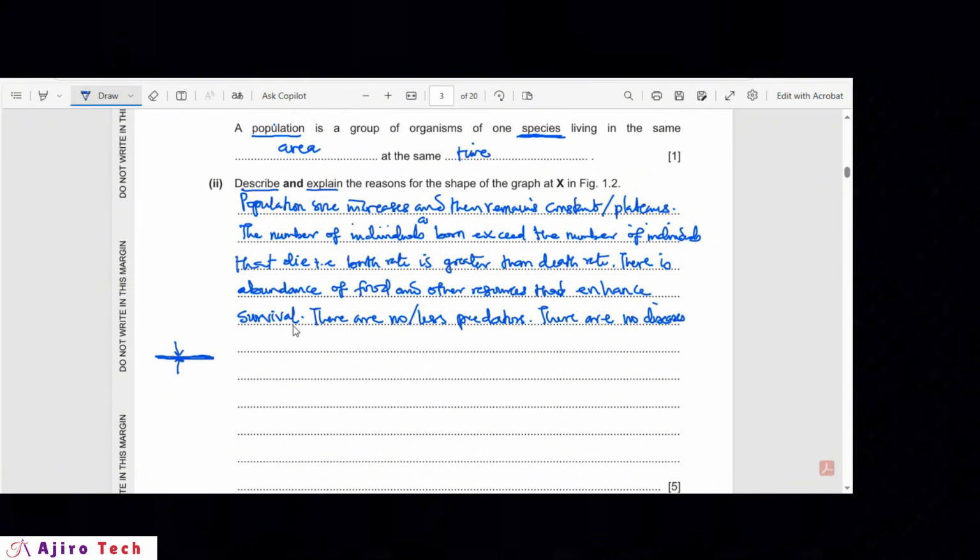So obviously, death rates now matched up with birth rates. And what could lead to death? Diseases, competition. So we could say that the reason why it plateaued, why there was now equilibrium between death rate and birth rate, was because the resources became limiting. Resources become limiting.